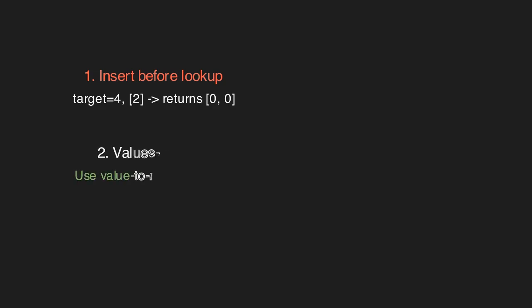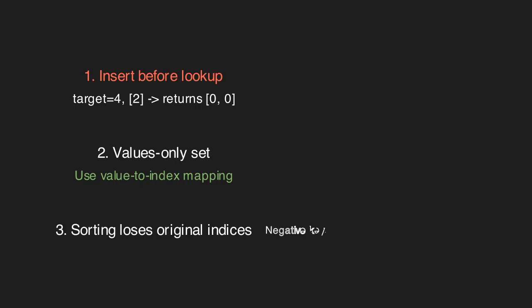3 pitfalls deserve explicit attention. First, do not insert before lookup, or a single value equal to half the target may match itself. Second, store indices rather than only a set of values, because the required output is positional. Third, do not sort the array unless you also preserve original indices, because ordinary 2 pointers on a sorted copy lose the requested locations.